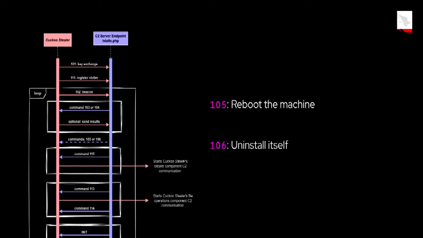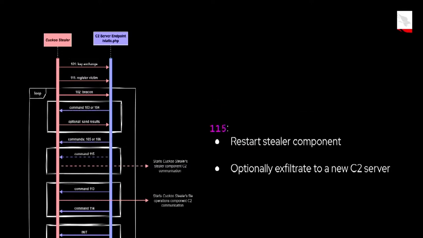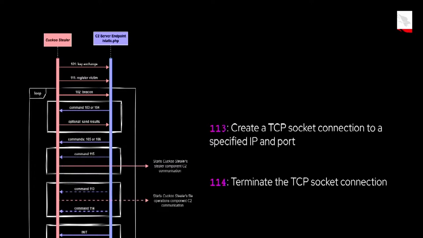Oh, sorry, I kind of went fast. With command 115, they can restart the stealer protocol and optionally exfiltrate it to a different C2 that's provided. The C2's address is provided via this command. So command 113, Cuckoo will create a new thread, and from there, create a new socket connection to a different IP and port that's also provided via this command, and the operator can terminate this connection.